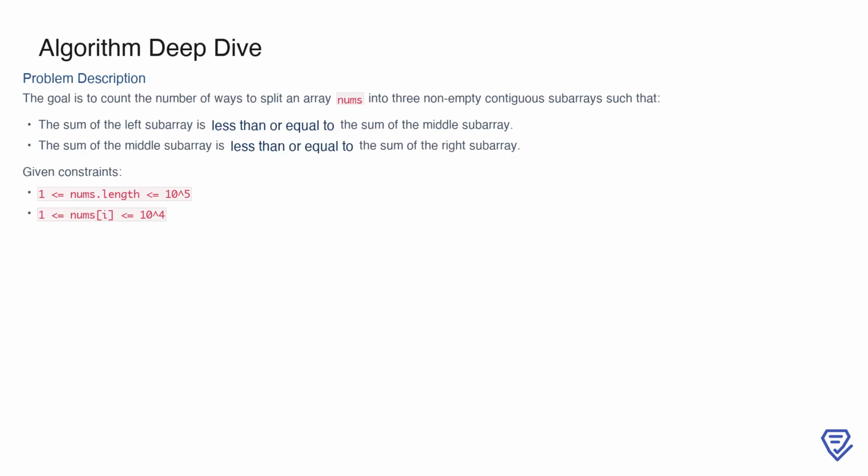The problem requires us to split an array into three non-empty contiguous subarrays while satisfying two key conditions. First, the sum of the left subarray must be less than or equal to the sum of the middle subarray. Second, the sum of the middle subarray must be less than or equal to the sum of the right subarray. This means we are not just splitting the array, but also ensuring these specific relationships between the sums of the subarrays. Given the constraints, where the array can have up to 100,000 elements and each element can be as large as 10,000, we need an efficient approach to solve the problem. Brute force methods would be too slow, so we must rely on optimized strategies to handle these constraints effectively.